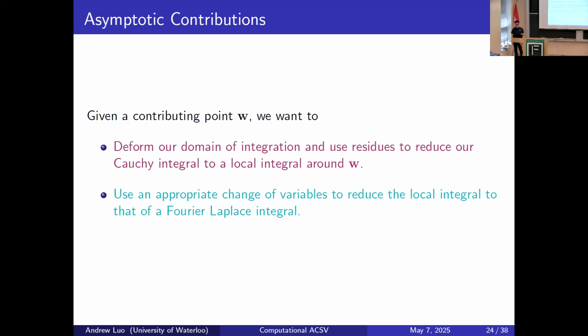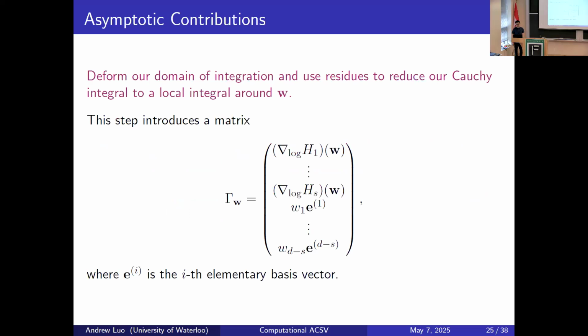There are two main steps to doing so. One is to deform your domain of integration close to the contributing points and then compute a residue. And then you do a polar change of coordinates to then get a Fourier-Laplace integral, which you can then get an asymptotic expansion of. I'll spare you the details of this computation because it's very technical, but I will introduce some quantities that do appear in the final asymptotic formula.